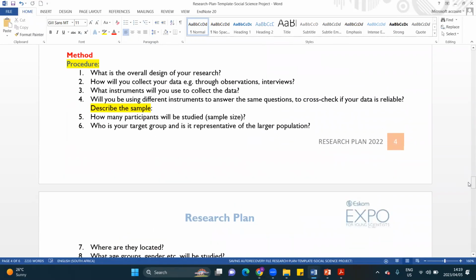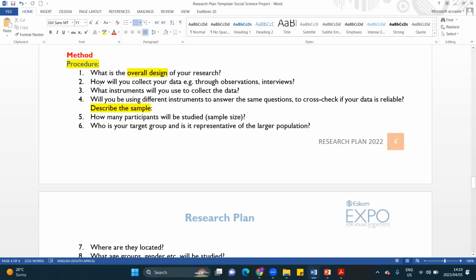Now, under method, okay, what is the overall design of your research? What type of study? Is it qualitative or quantitative, or is it a mixed method? So by the mixed method, we mean, are you using both qualitative and quantitative? Do you want to hand out questionnaires to hundreds of children? And then after that, you want to narrow it down, and then you want to do interviews with a selected group of participants. So that is what they're talking about, the overall design. Is it quantitative? Is it qualitative? Is it a mixed method?